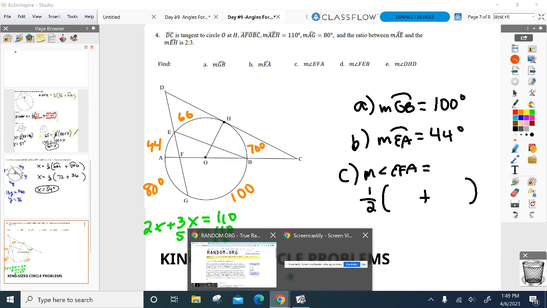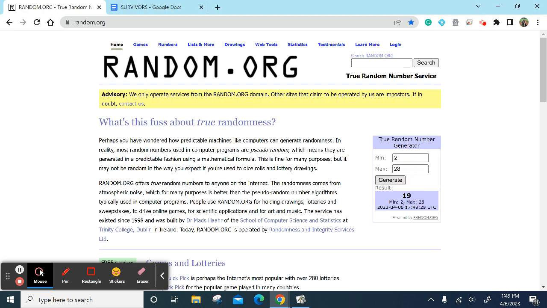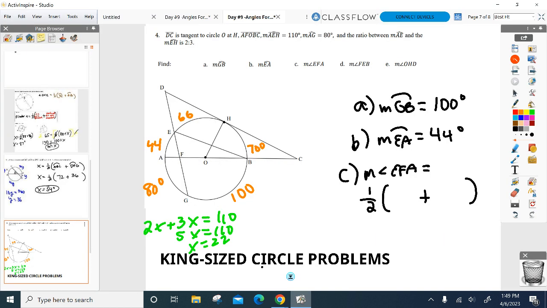What's the arc measure for EFA? What arc does it belong to? EFA. Yeah. It has an arc measure of what? Oh, you mean the EA? Yeah. EA is 44. Yes, it is. Plus 100. Plus its vertical angles. Thank you. 100. Good job. Which is 72. All right.